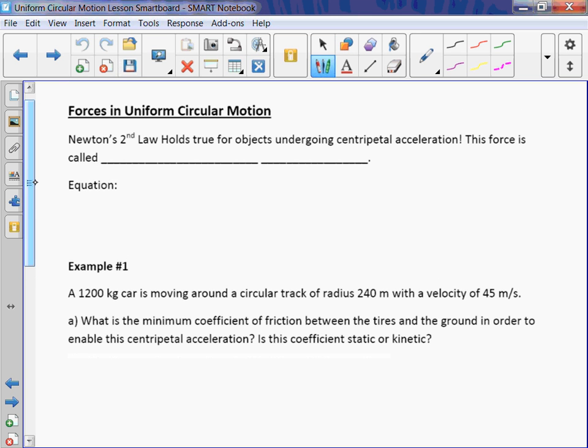Forces in uniform circular motion. So we finished up centripetal acceleration. Now we just got to tag an m into everything and call it circular motion, centripetal force. We got to throw mass into it, just like Newton's second law. Force is mass times acceleration. So if we throw mass into centripetal acceleration, we've got centripetal force.